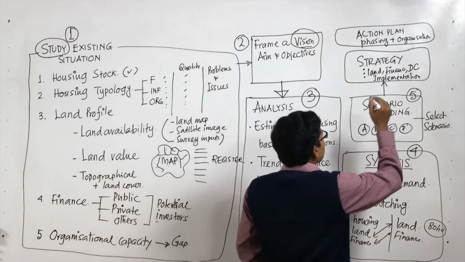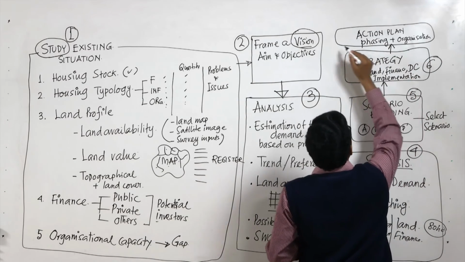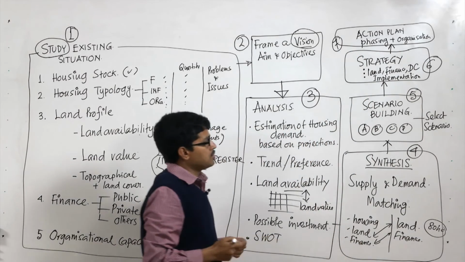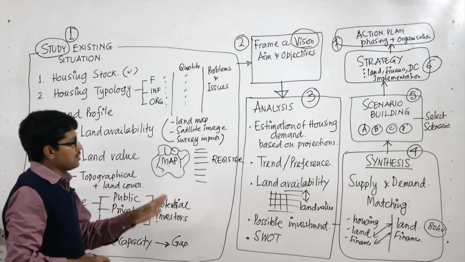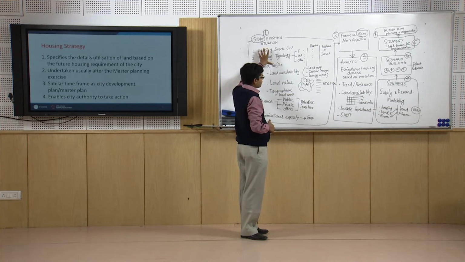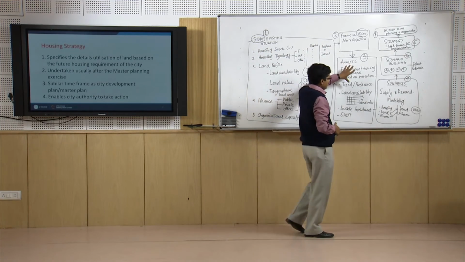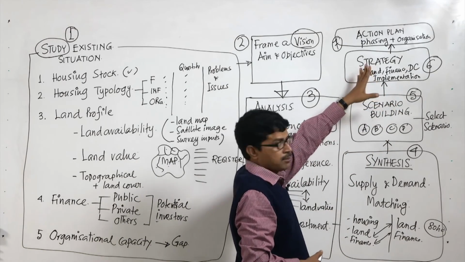So this is the sixth stage of our exercise, and then we are coming to the seventh stage, which is the final stage of this exercise, called the action plan. Following this methodology, starting from the study of the existing situation, we are making a vision, then analysis, and then synthesis, then making scenarios, making strategy, and making the action plan.